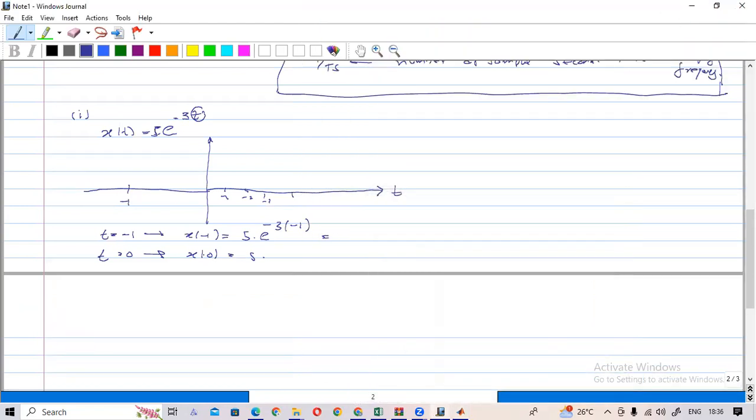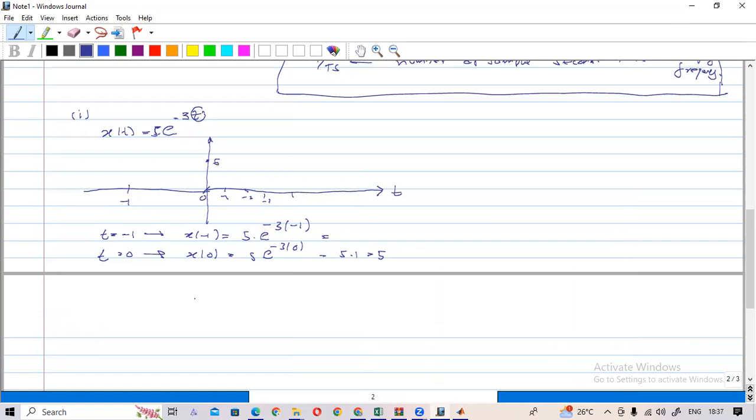Okay, so you can take 0. Then e to the power minus 3 t, with t is 0. That means e to the power 0. So you know what is e to the power 0? It will be 1. So this will be 5 into 1. That will be 5, no? So when t is equal to 0, this x(t) value will be 5.